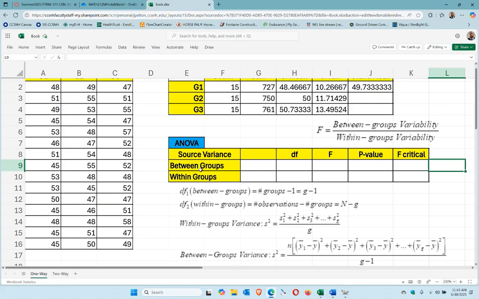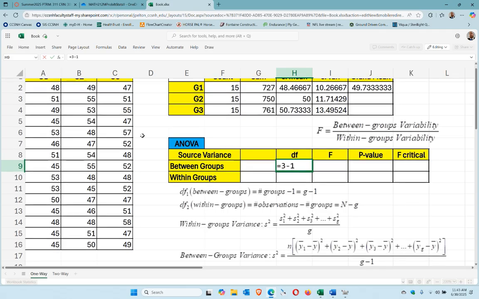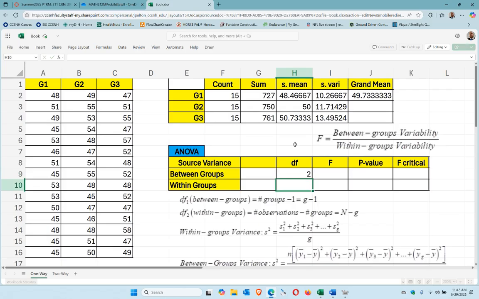So between groups is right here. Degrees of freedom is G minus 1, the number of groups minus 1. So it's 3, equals 3 minus 1, because there's 3 groups, right? Group 1, 2, and 3. I'm calling them group 1, 2, and 3, but it's actually US, Mexico, Canada, or US, Canada, Mexico. I forget what the order is, but it really doesn't matter.